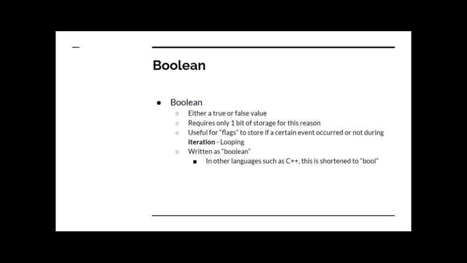Boolean values generally only require a true or false value, 1 bit of storage, and they're useful for flags to store if a certain event occurred or not in iteration, also known as looping. It is written as Boolean, and in other languages such as C++ is shortened to bool.